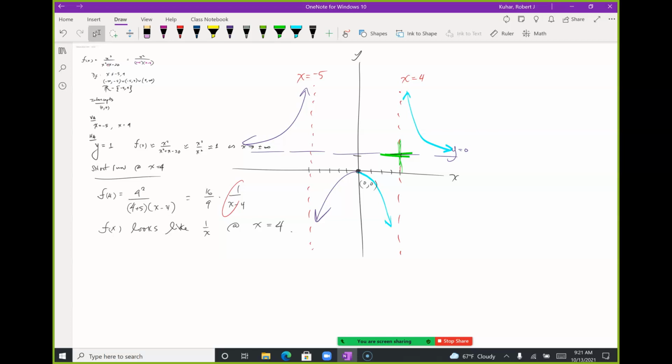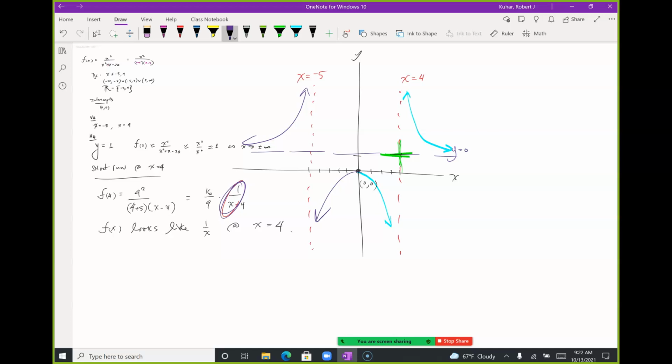So the short run behavior is 1 over x at x equals 4. It looks like 1 over x. You can see the mother function is 1 over x. It's stretched out, 16 over 9 times that, so it's stretched out by a scale factor more than 1.